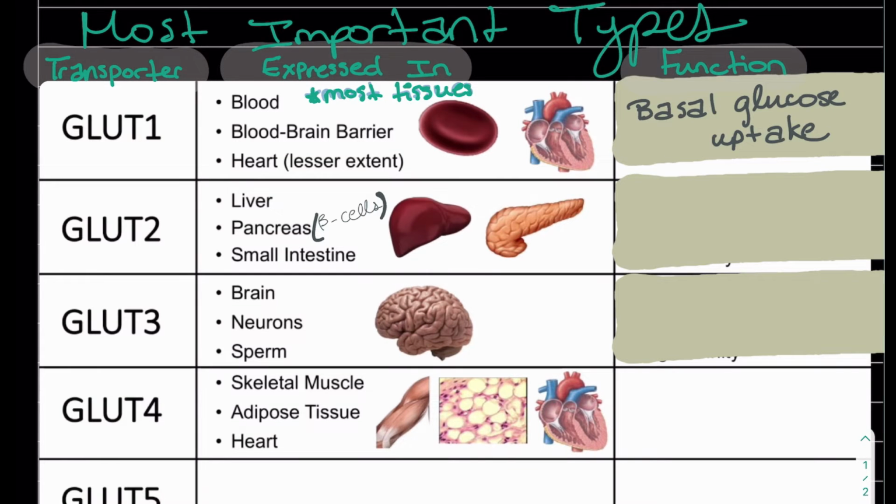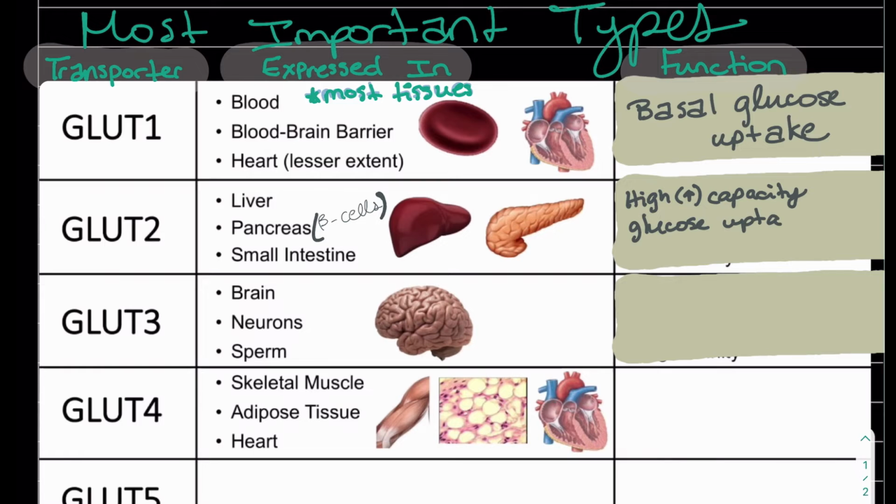All right, moving on to GLUT2. This can be found in the liver, the pancreas, specifically the beta cells, and the small intestines. It mediates the facilitated diffusion of glucose across the cell membranes, and then intracellular glucose metabolism is initiated by the glucose phosphorylating enzyme hexokinase 4, or glucokinase. It needs high capacity glucose uptake in order for it to receive the glucose into the cell.